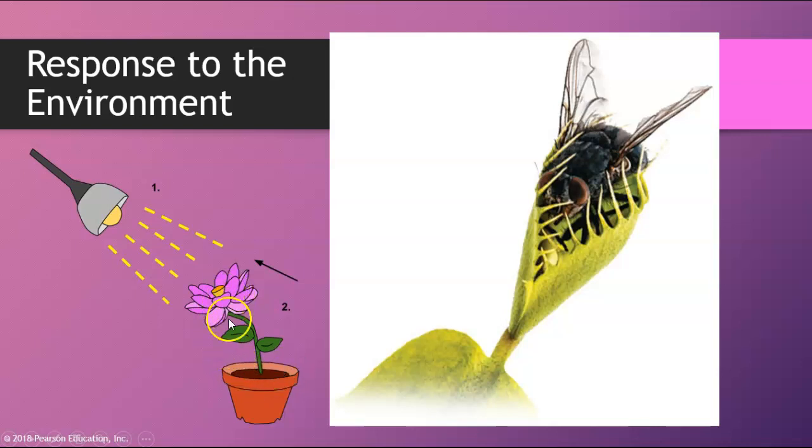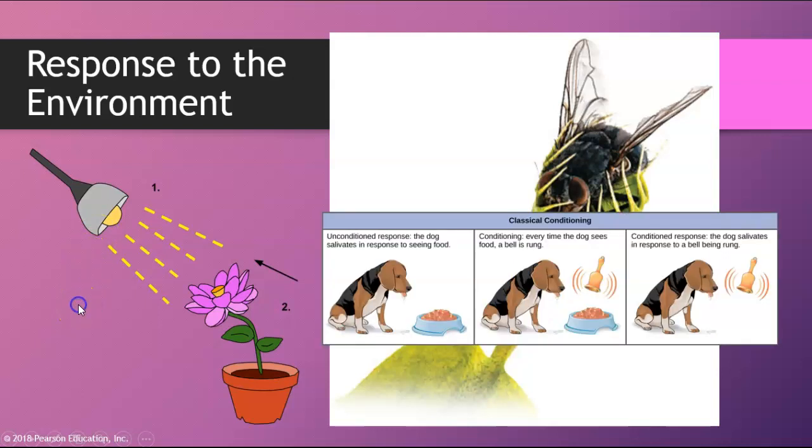Another kind of response you might think about is something called phototropism. If you have a plant that's growing and it only has light coming from one direction, eventually the plant's going to start bending toward the light. That is a type of response as well.